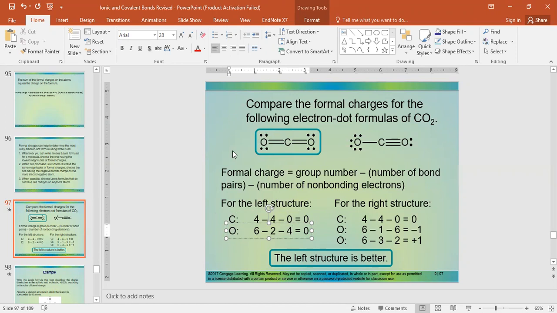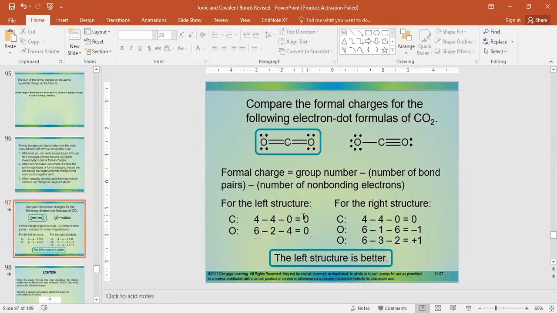Okay, thank you. You can say there are 2 lone pairs. So 2 lone pairs are giving us a total of 4 electrons. That is why we are subtracting 4. Is it clear? Yes. So you will see that here we are getting 0, 0.